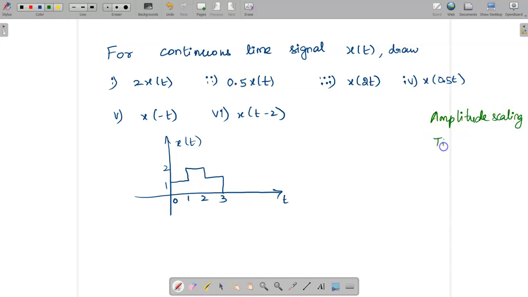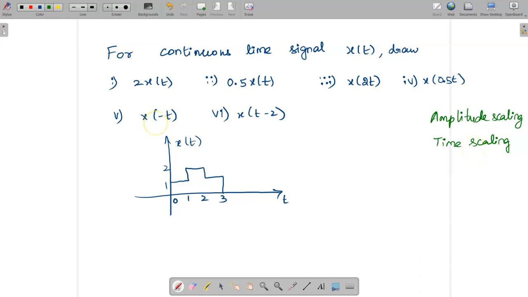And next is time scaling. Time scaling means that in the given function x of t, the value t will be multiplied or divided by some value. Then it is said to be a time scaling operation. If the whole x of t is multiplied by some constant, it is amplitude scaling. If the functional value t is multiplied by some value, it is time scaling.